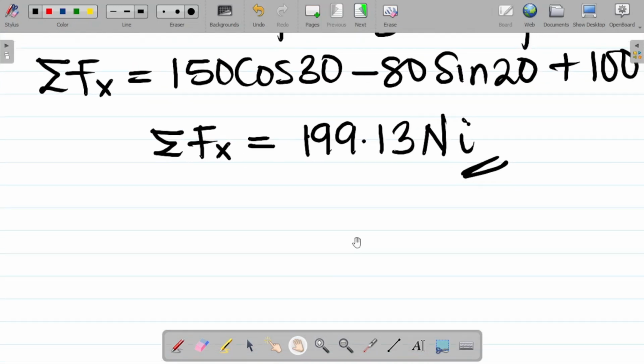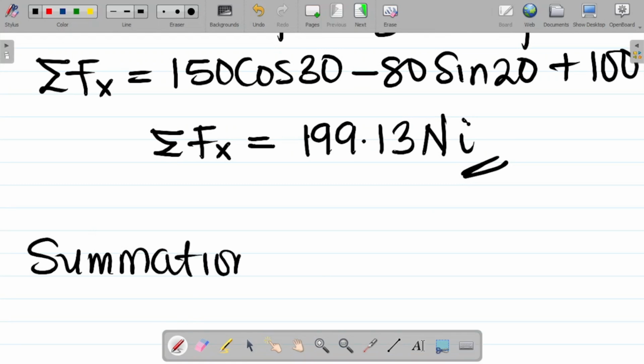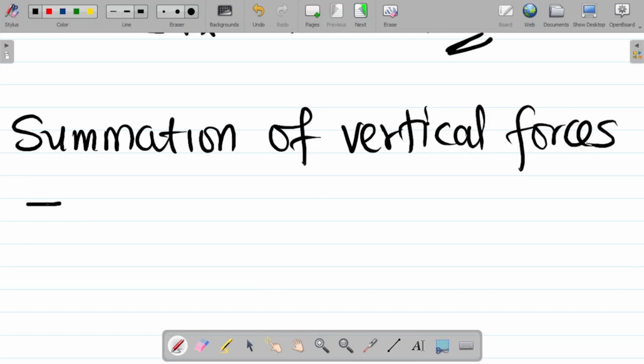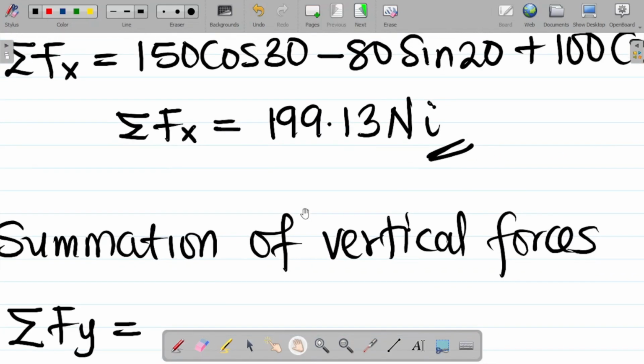Let's get summation of vertical forces. We have sigma Fy. Sigma Fy is equal to vertical force. What do I have?